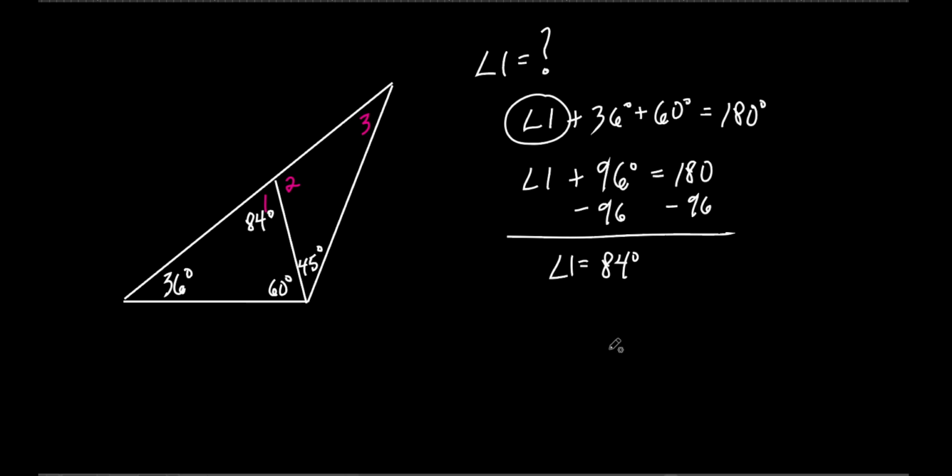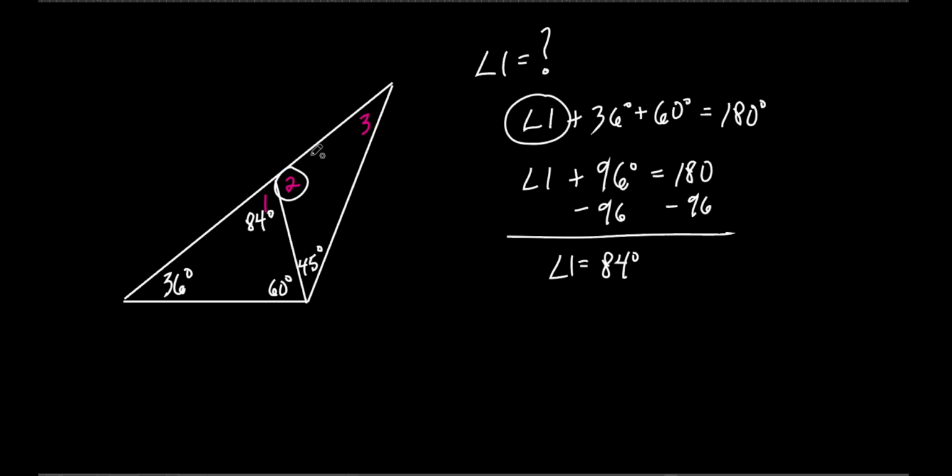Now, you could do angle 2 real easy, or you could do it as a two-stepper. Actually, either way, you could find angle 2 two different ways. Each way only has one step. So angle 2. How would you find angle 2?